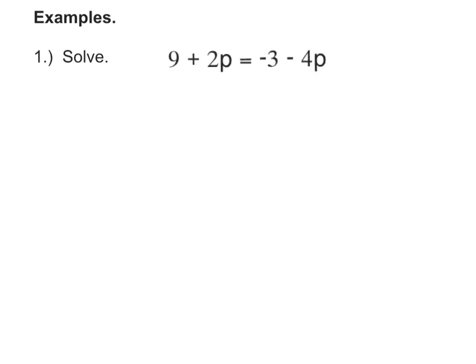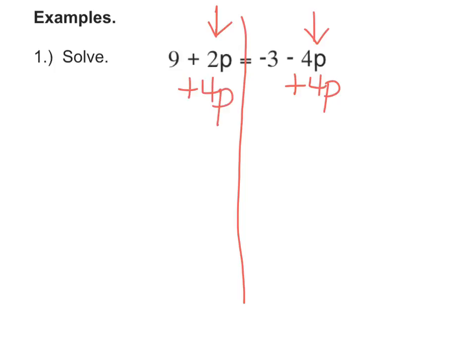As we look at our first example for lesson 2-4, if you'll notice, we do have variables on both sides. We have 2p on the left, and we have negative 4p on the right. So we are going to move the smallest variable. Now obviously, negative 4 is smaller than 2. So I'm going to follow our steps from other lessons. I'm going to inverse the negative 4 to make it positive 4p. And what I do to one side, I have to do to the other. So I'm going to add positive 4p on this side.